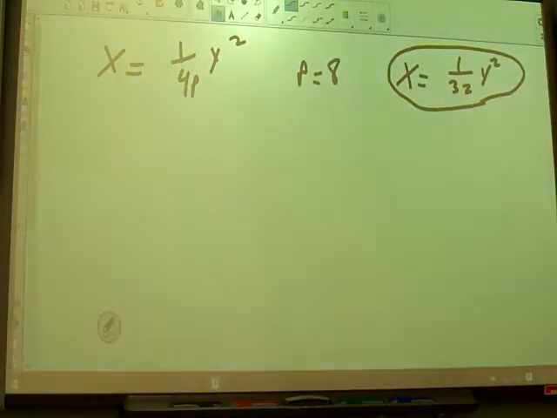Wait, so how did you get the 8? I just looked in the problem. Yeah, and that was the distance from the vertex to the focus. So the distance from the vertex to the focus was 8. That'd be like saying the focus was 8, 0.